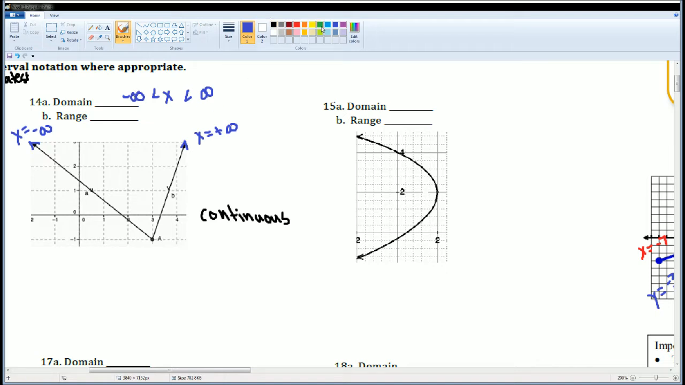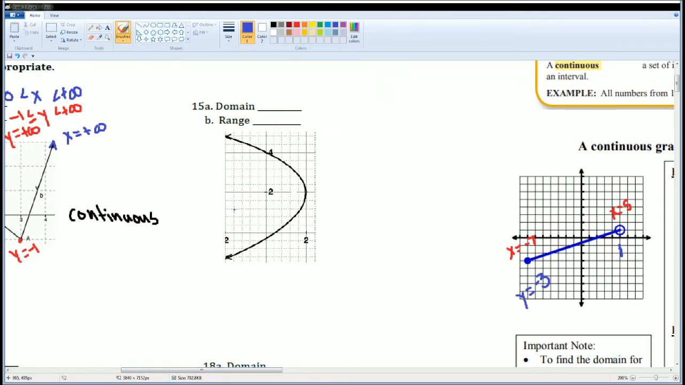The range: your y is -1. That is your smallest, and it goes all the way to positive infinity. You want to close it at -1 because it does touch -1, but you can never close it at the infinity symbol. Sometimes if you want to write the plus here, you can, but we always assume that it's positive.